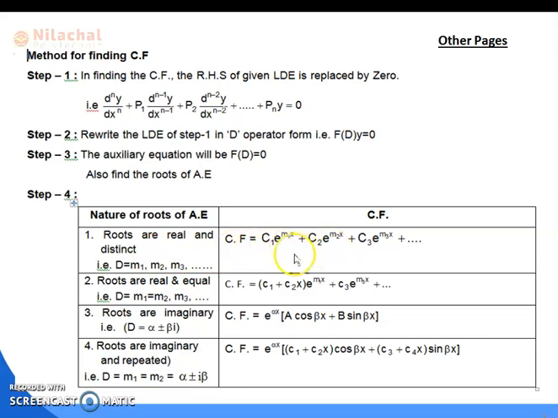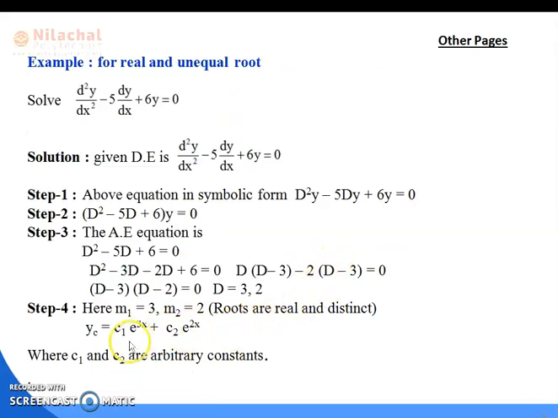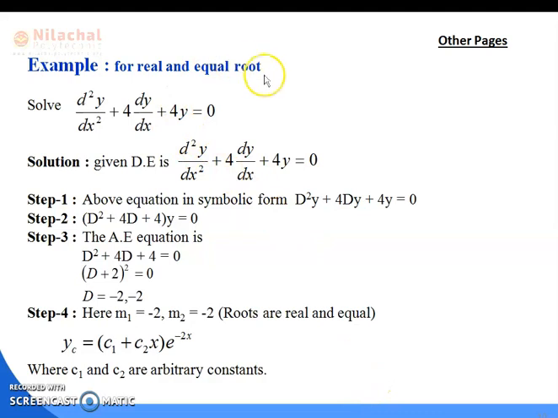This is the formula for CF for real and distinct roots. There are 2 roots m1, m2. The formula is C1 e to the power m1x plus C2 e to the power m2x. Clear? So here C1 e to the power 3x because m1 is 3, plus C2 e to the power 2x because m2 is 2. I am putting the values of m1 and m2 in this formula. Lastly you write where C1, C2 are arbitrary constants. Complete? So this is all about the real and unequal roots. Then we come to the second case, that is real and equal roots.